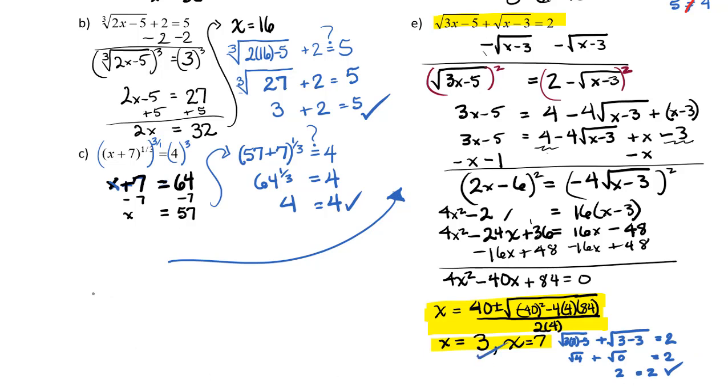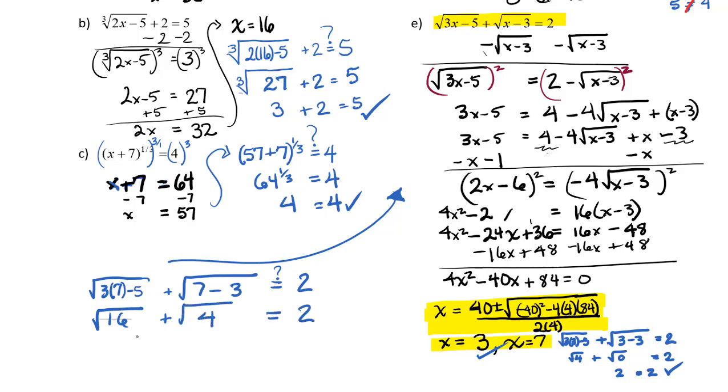We have the square root of 3 times 7 minus 5 plus the square root of 7 minus 3 equals 2. Let's see if that works. 3 times 7 is 21 minus 5 is 16. So we have the square root of 16 plus the square root of 4 equals 2. That will give me 4 plus 2 equals 2, and that is not true.